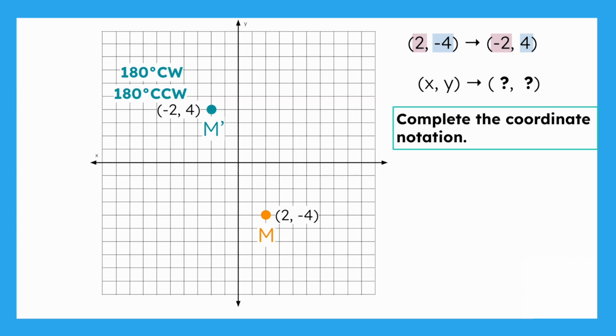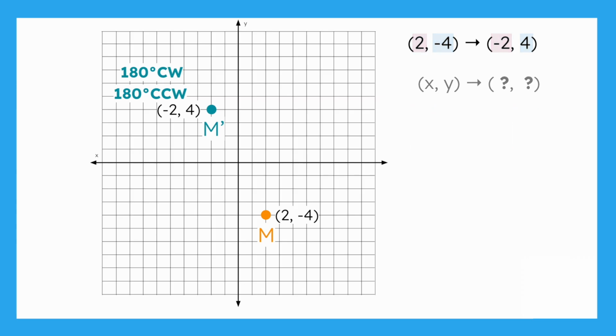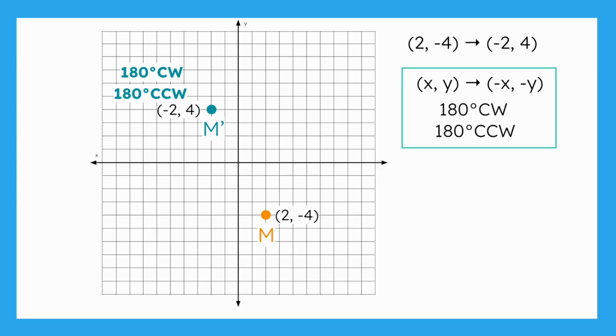Here's the coordinate notation where the x and y coordinates are in the same place, but are now their opposites, represented by the negative signs. This is the coordinate notation we can use to perform a 180-degree clockwise or counterclockwise rotation.